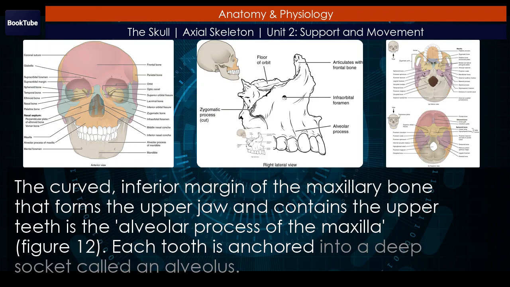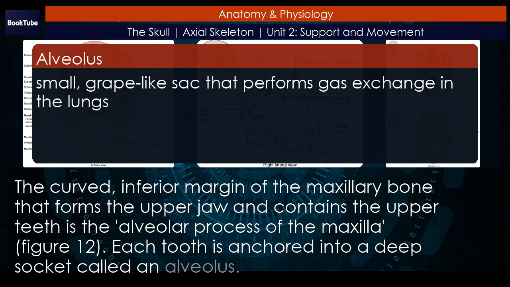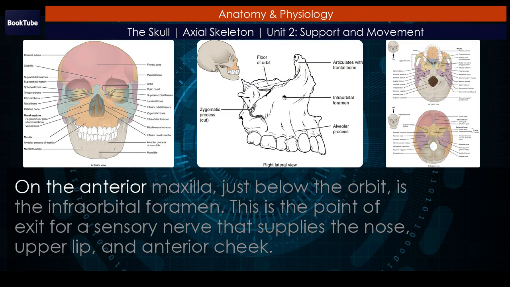Each tooth is anchored into a deep socket called an alveolus. On the anterior maxilla, just below the orbit, is the infraorbital foramen. This is the point of exit for a sensory nerve that supplies the nose, upper lip, and anterior cheek.